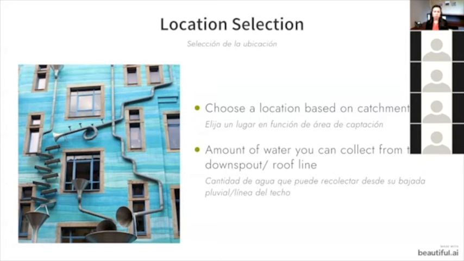When you are choosing a location, look at the amount of water you can collect from that downspout or roof line. I just liked this picture, honestly, of these downspouts. It just looks really cool. What a neat way to celebrate the rain as it comes down a downspout. I just wanted to put that there for you. But downspouts are really one spot where you can start by trying to figure out where you can put a rain garden.